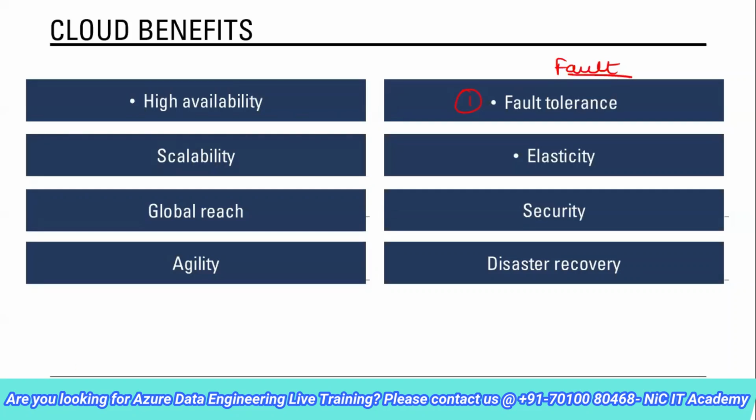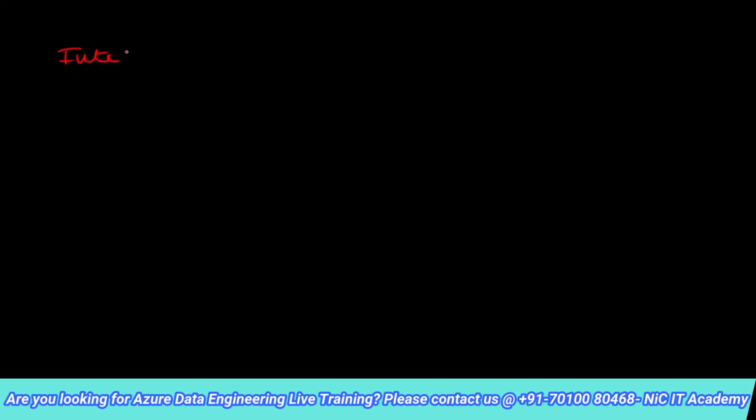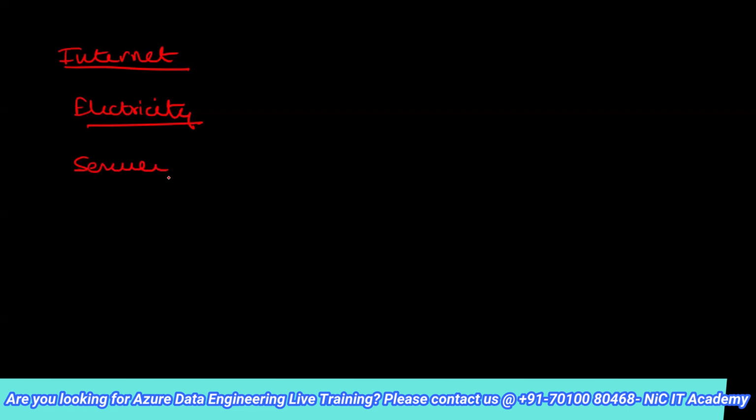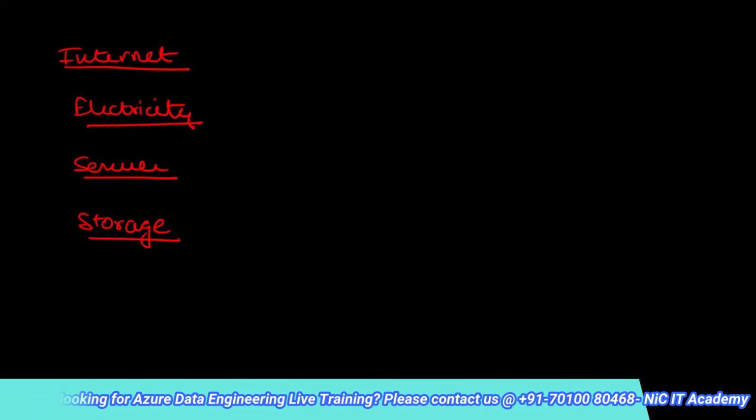Now, faults could be in multiple forms. The ones that we generally consider are, let's say, internet issues, electricity, a server going down, a fault with a server or with a storage device. So various types of faults can occur. The storage device may get corrupted or damaged, similar to servers. It may become unusable after a point.